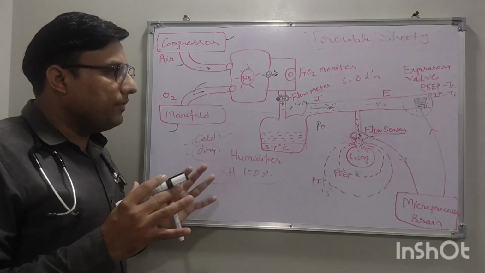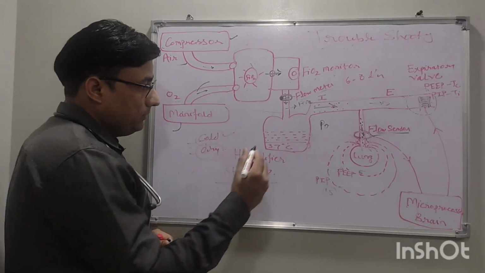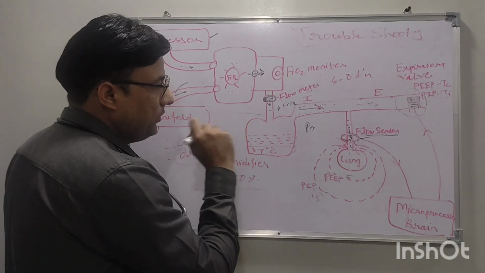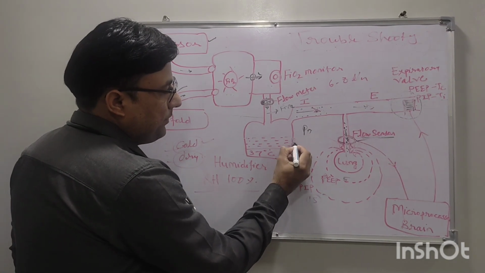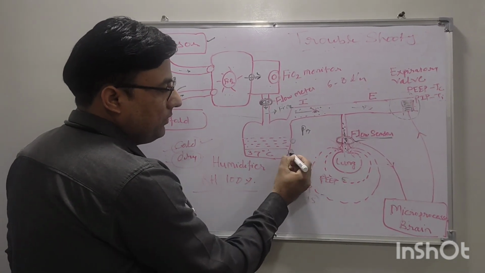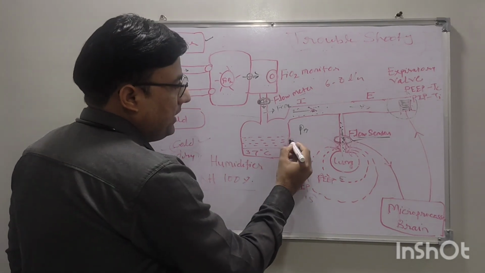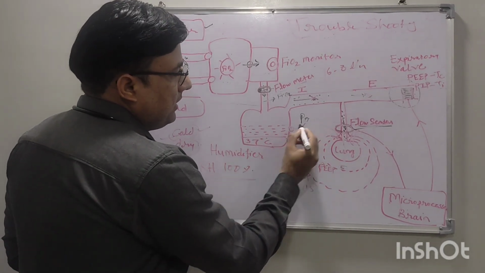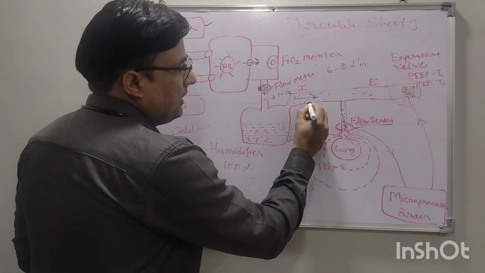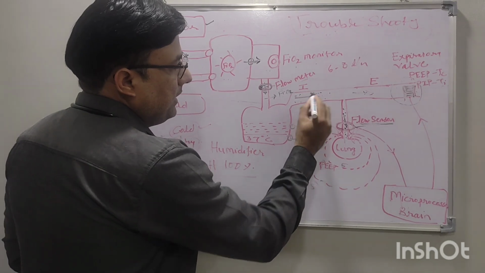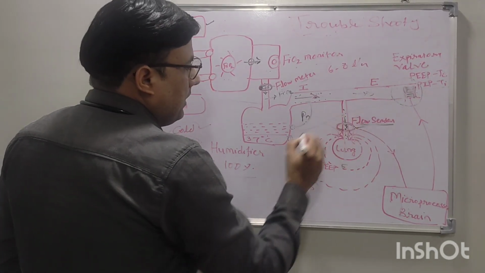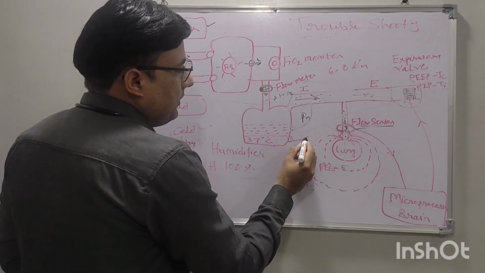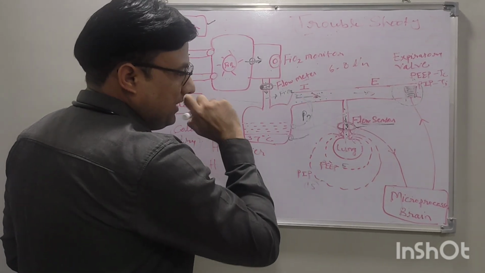Next, different humidifier alarms will be there. Here many humidifier alarms are there. Here the heating probe will be there, and here the temperature probe will be there. Here we have to connect the heating probe and here we have to connect the temperature sensor. The temperature sensor will be connected to the inspiratory limb, proximal and distal, and the heating probe we have to connect at the inspiratory limb behind.